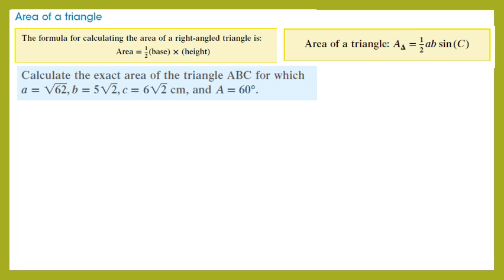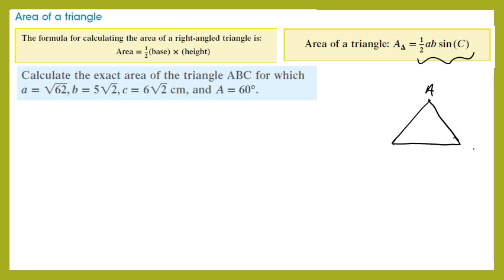Alright, so area of a triangle. If you do general, you would have seen some of these before. Half base times height, that one's a standard one. The other one involves sine. So with that one, I need to draw a triangle out to show you what it looks like.